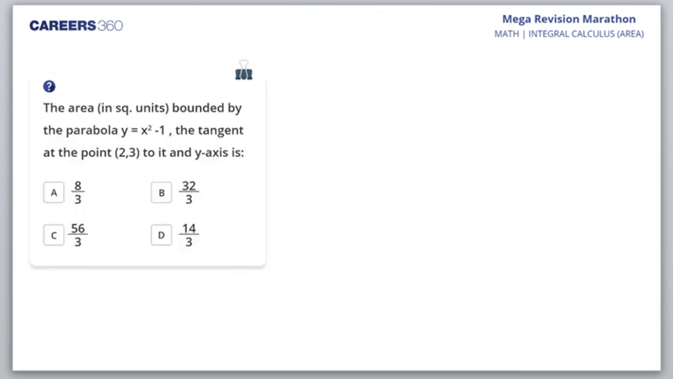The area in square units bounded by the parabola. So look at the parabola y is equal to x square minus 1. It's an upward parabola only with vertex at 0 comma minus 1. The tangent at the point 2, 3 to it and y-axis.